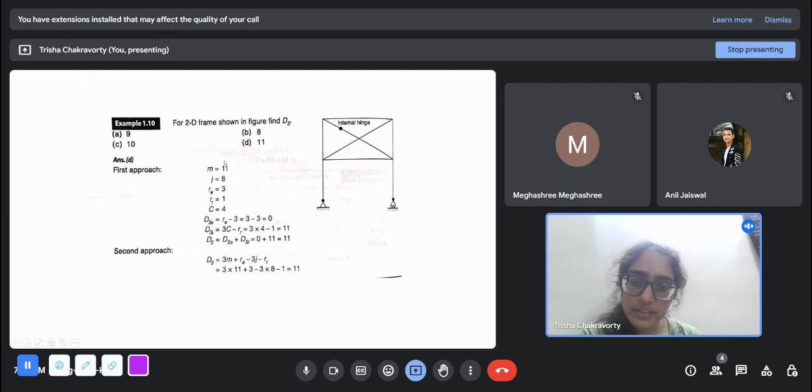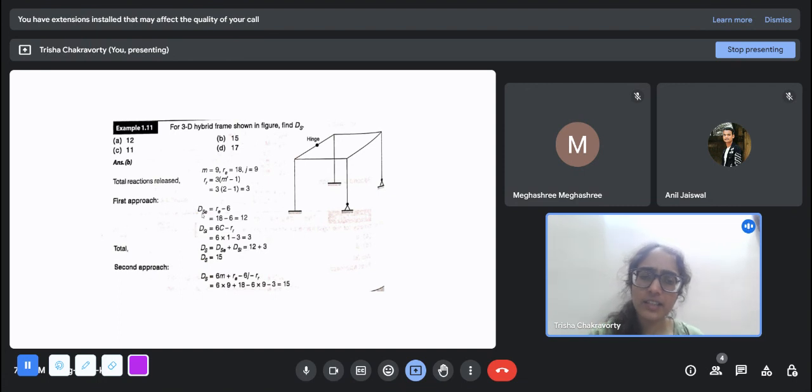So M is 11, J is 8, and for the external reactions there is one hinge and one roller. So you can basically see that it is an externally determinate structure. If you forget about what is inside, you can solve the external support reactions at least, because you have three equations of equilibrium and three unknown support reactions. So DSE is Re minus 3 equal to 0, and the degree of total indeterminacy from this formula is 3 into 11 plus 3 minus 3 into 8 minus 1, because there is one internal hinge, and 11 is the degree of total indeterminacy, and 11 is the degree of internal indeterminacy here as well.